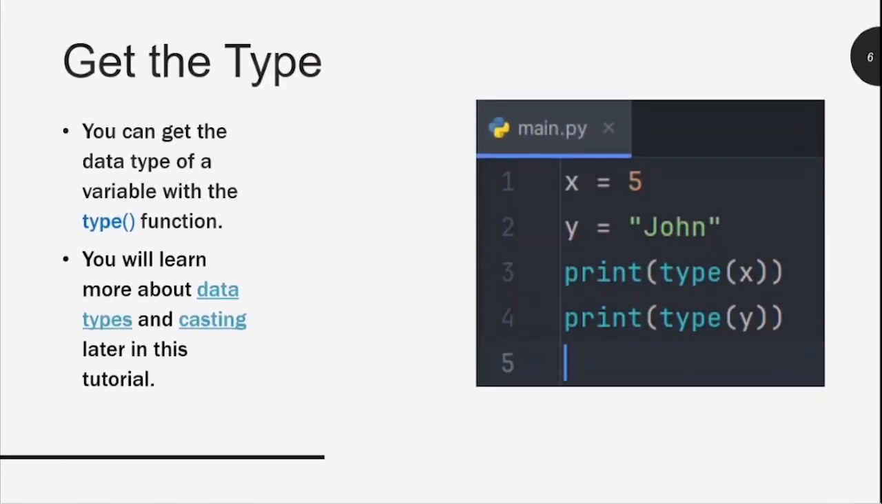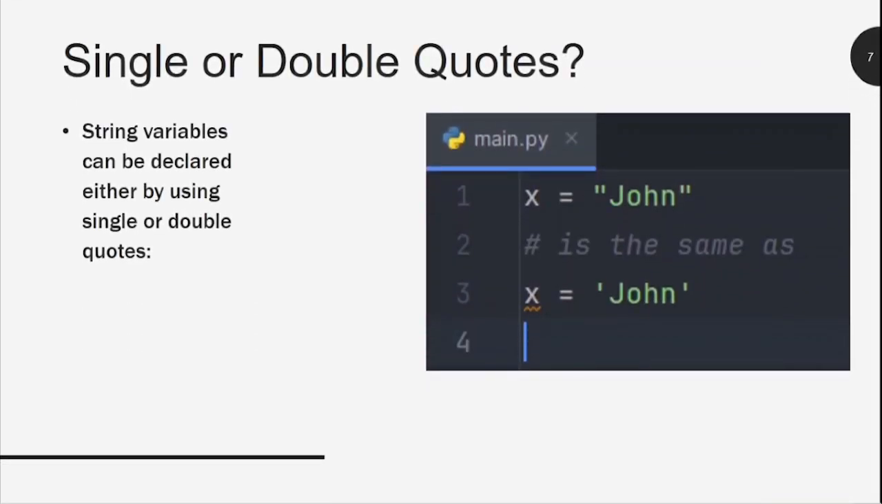So, whenever you want to get the type of a variable, you can get it with the usage of the type function in Python. So, look at the example. We want to get the type of x, which is an integer here. Or the next one, we want to get the type of y, which is a string. You will learn more about data types in the next lecture and casting them, so do not worry about it right now. As you may have noticed, for string values in variables, we used single or double quotations.